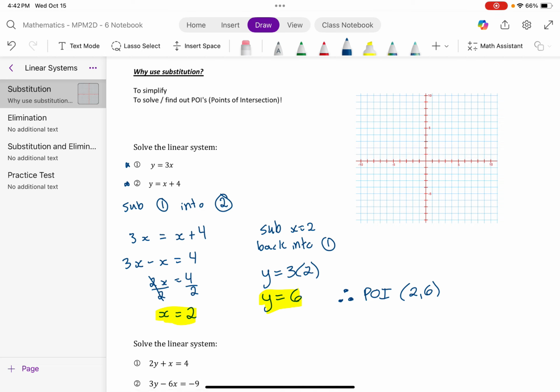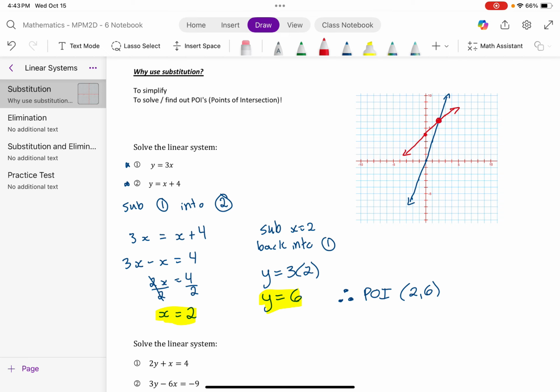If I was to graph this out, I have y equals 3x, so it's going to start here, and it's going to increase by 3 each time we move 1 to the right. So you get a line that looks something like that right there. And if we did the same thing for the second equation, y equals x plus 4, and we graph that, it's going to start at the y-intercept of 4 and go up by 1 each time we move to the right. So we get something like that.